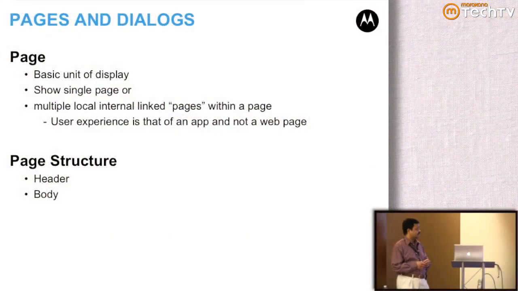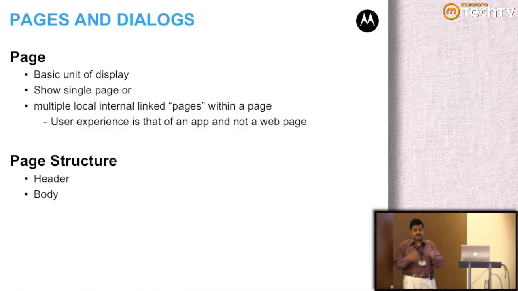So, let us take a look at some of the components. We do not have time to go through all of the components, but I will highlight some of them. So, let us start with a page and a dialog. A page is basically what you think of as a page. It's what you see on the screen. It's the fundamental element.